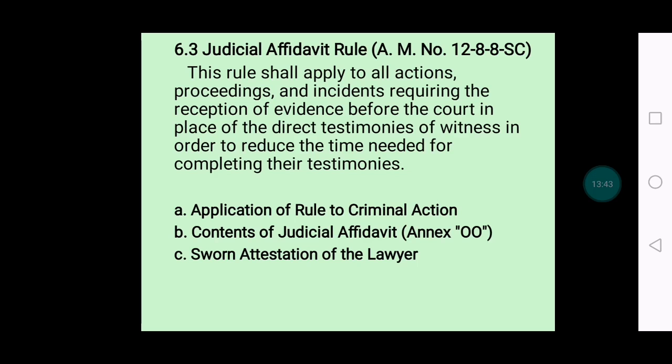Number 5 is the signature of the witness over his or her printed name. Number 6, under the judicial affidavit rule, is a proof that an oath was taken before an administering officer or notary public.